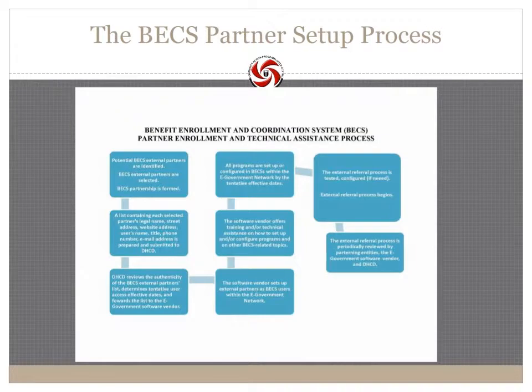This is an overview of the partnership setup process. The main agency, in this case CAPIC, identifies partners, gets them selected, and gets their name, address, website information, and other relevant information. We then send that to DHCD, the Department of Housing and Community Development. They review the information, set up the user IDs and the agency IDs in BECS, and manage the BECS IDs and the emails for you.